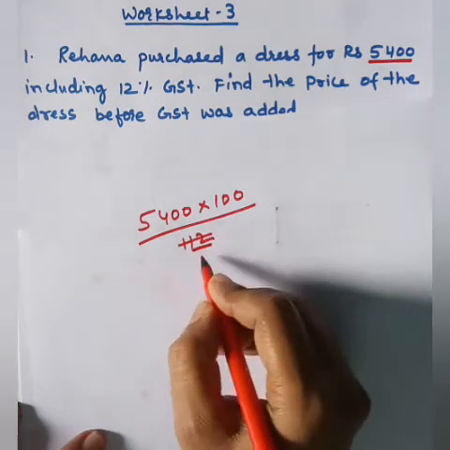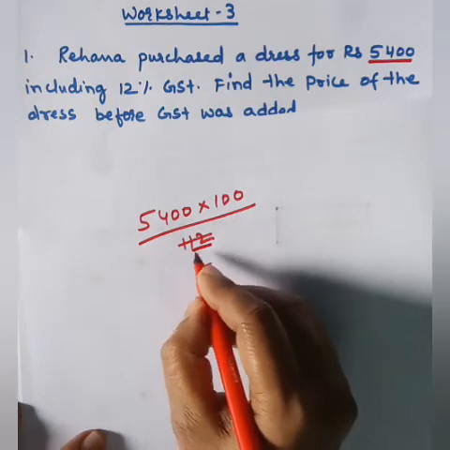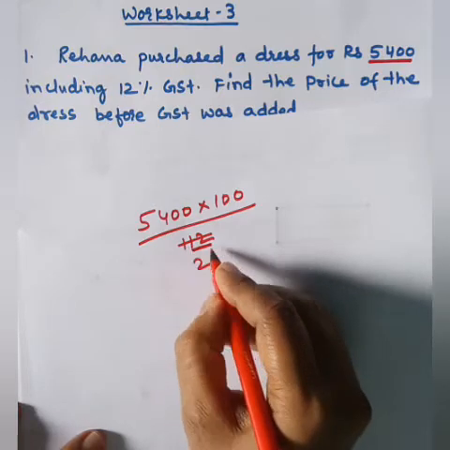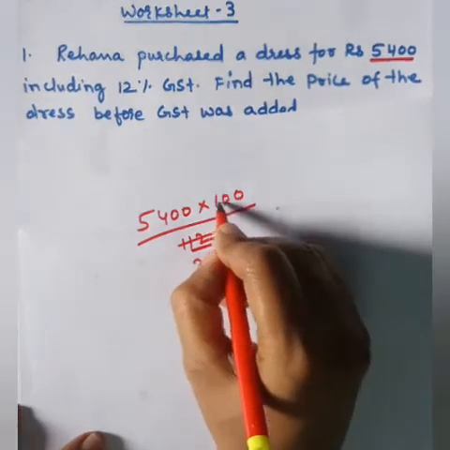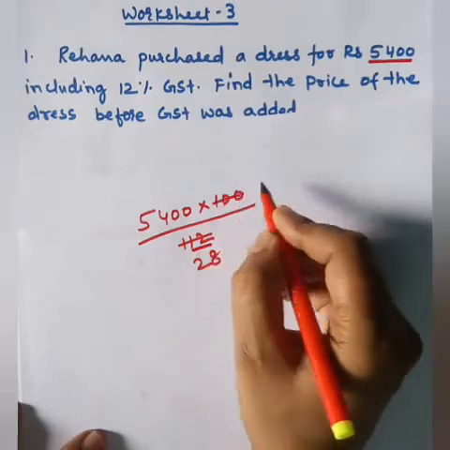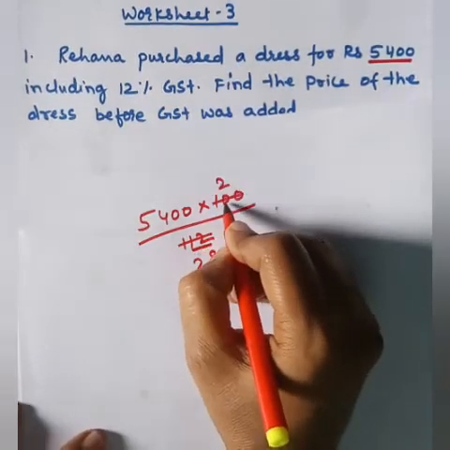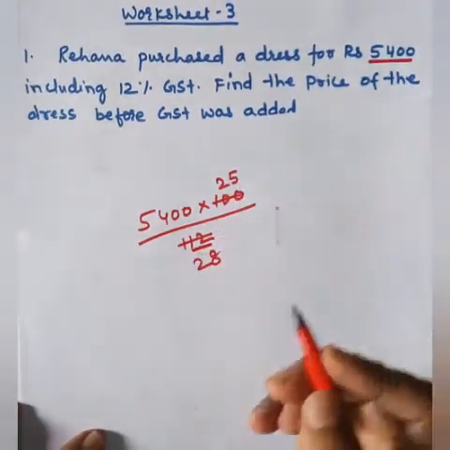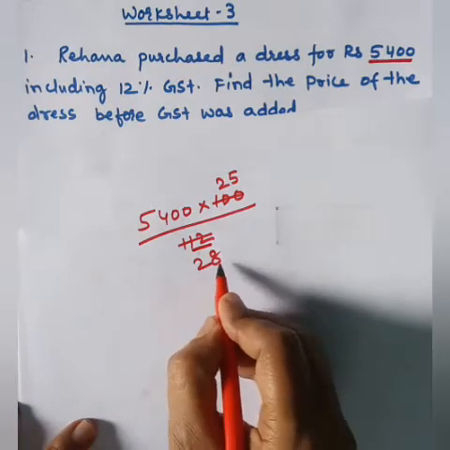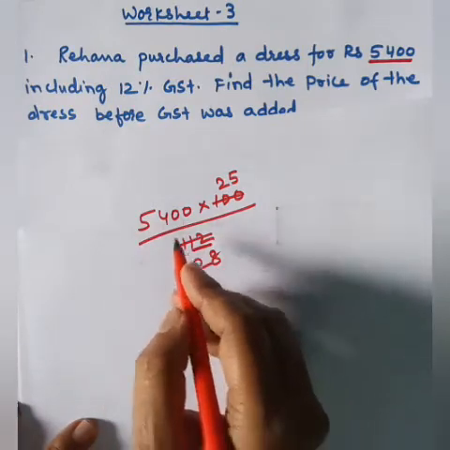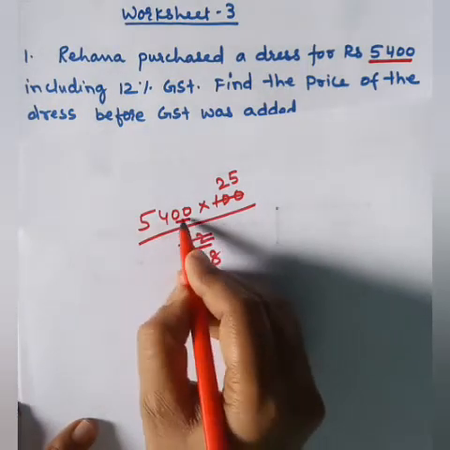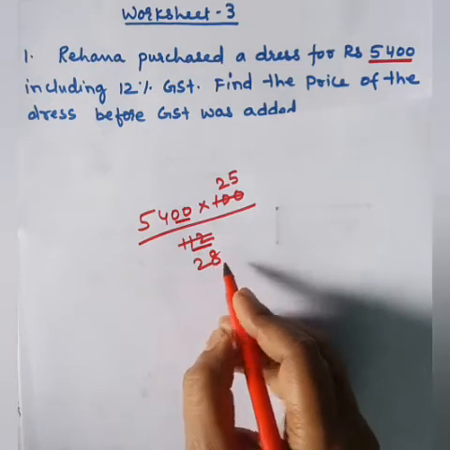So 4 2s are 8. So 32, 4 8s are 32. So here also 2 zeros means it is divisible by 4. 4 2s are 8. 20, 4 5s are 20. Okay. Now this is 28 and this is 5400. Again there are 2 zeros at the end, so divisible by 4, and this is also divisible by 4.